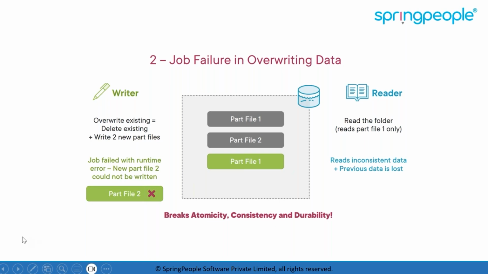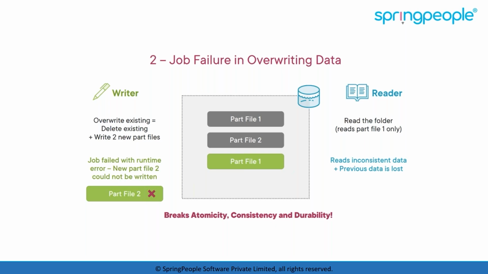And whenever you try to insert the modified data, the overwritten data, the part 1 file is loaded and the part 2 file has failed in the middle due to some issues. It results in partial data loading. And whenever the reader tries to read the data, it reads this part file 1, which has inconsistent data. So this is again breaking atomicity, consistency, and durability.